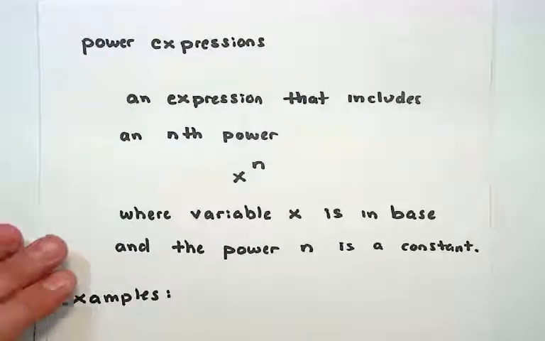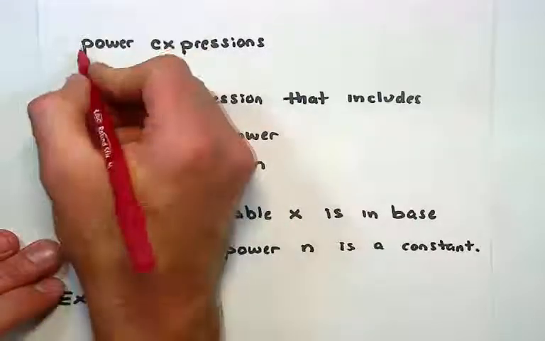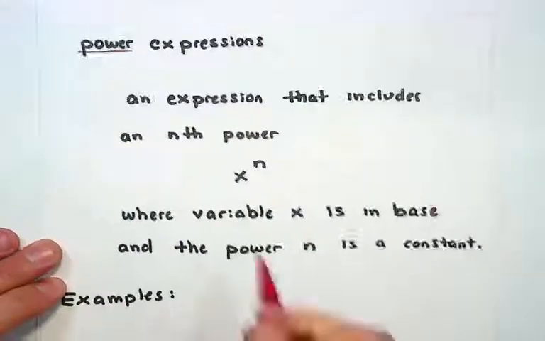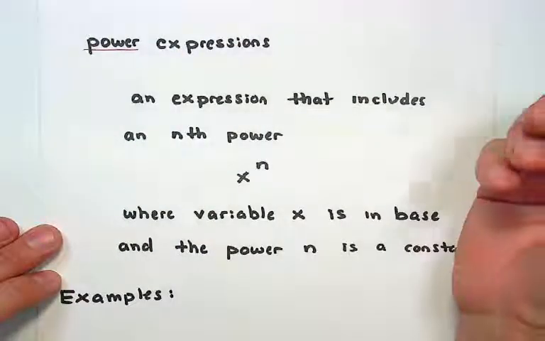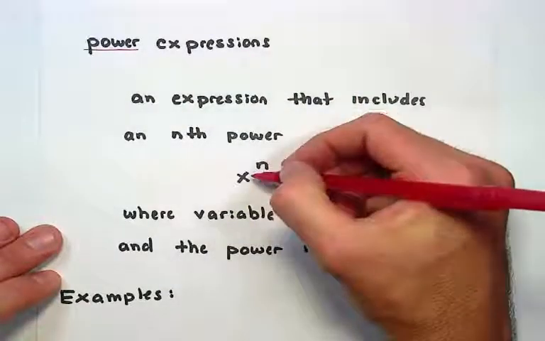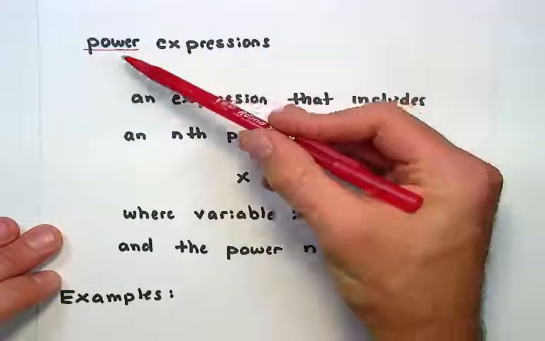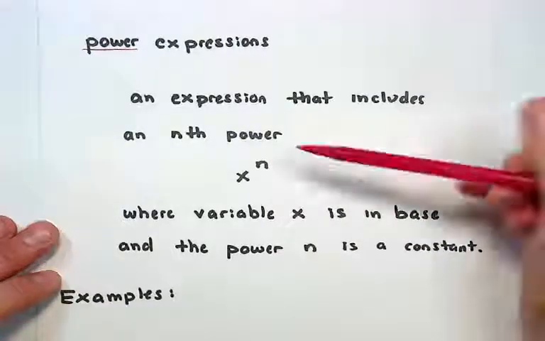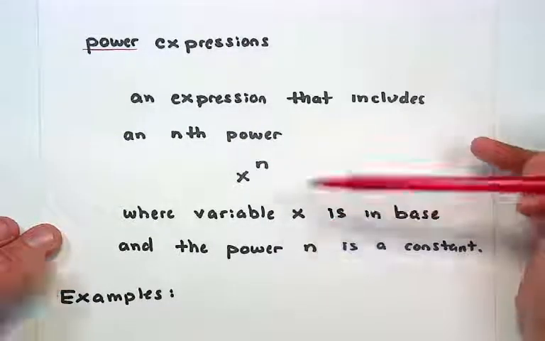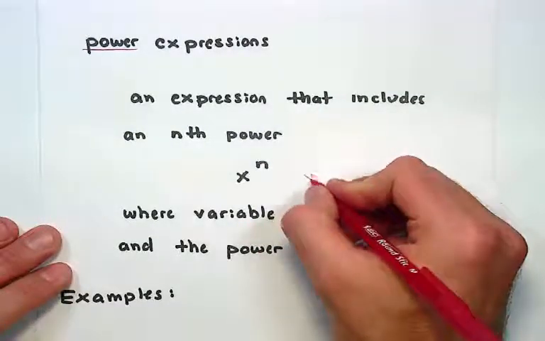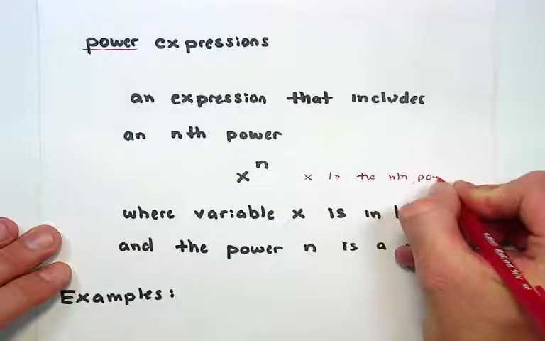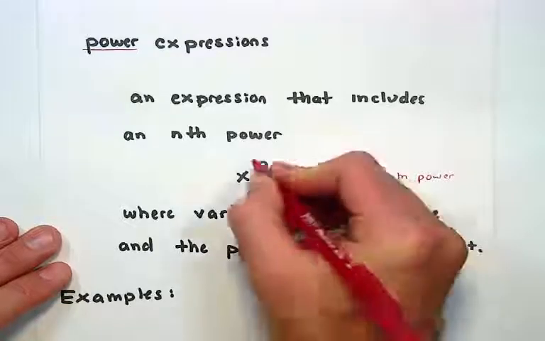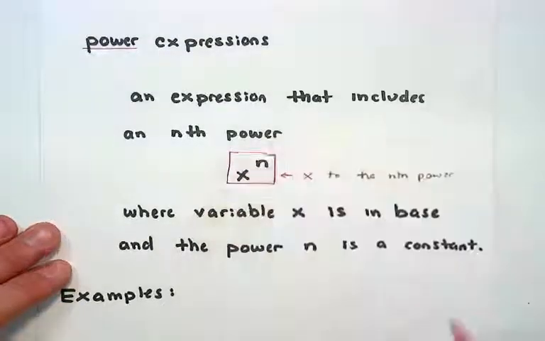Power expressions, remember we're thinking powers are in the superscript. How do you become super? Well, you got powers. Powers are super. Powers show up in the superscript. A power expression is an expression that includes an nth power. Nth powers, we call this x to the nth power. That's how we read that little statement right there in mathematics.